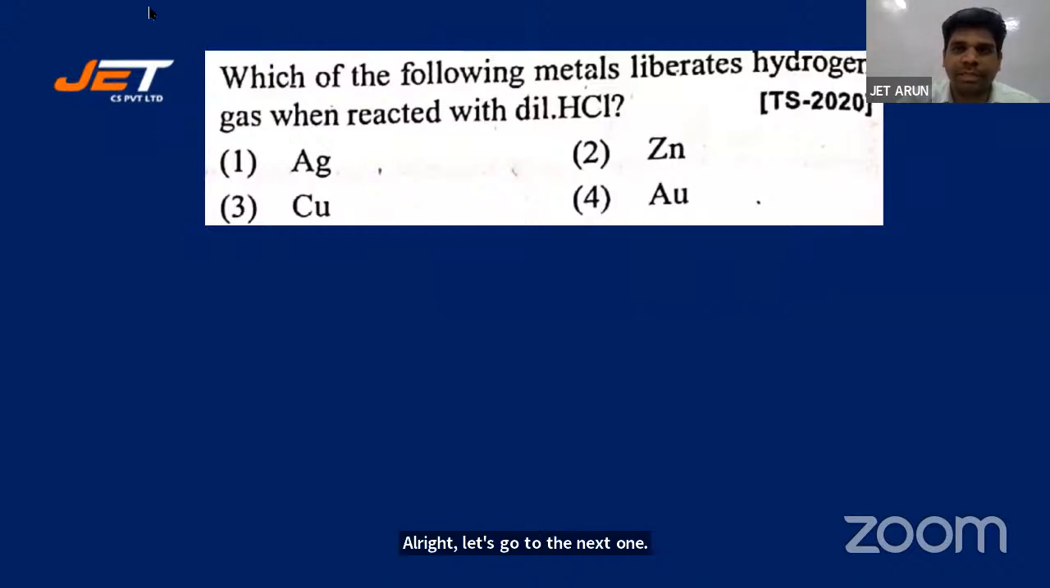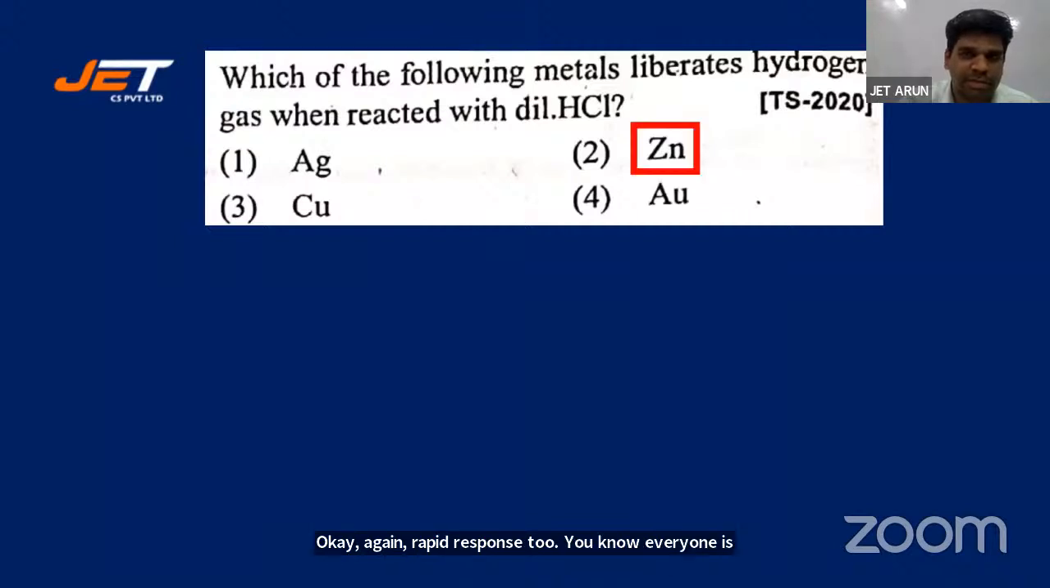Which of the following metals liberates hydrogen gas when reacted with dilute HCl? Silver, zinc, copper, or aurum, gold. Okay, again, rapid response 2. Everyone is answering 2, all right. 2 is absolutely right, students. Let's look at the solution.